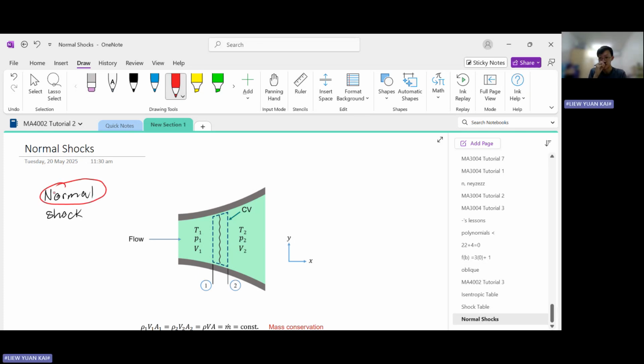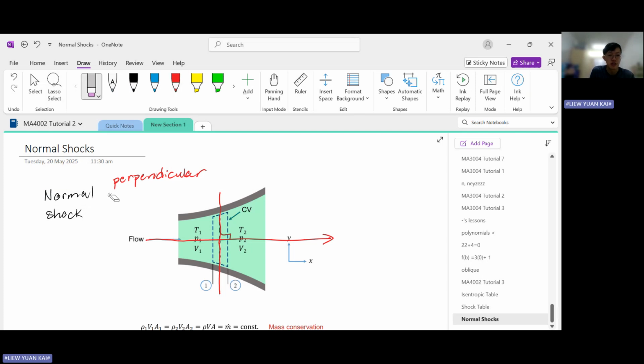So why did they call it normal? It's not normal in the sense of normal and abnormal. Normal here means perpendicular. Why is it perpendicular? Because if the flow is moving in a straight line, then this shock is perpendicular to the flow direction. Another word for perpendicular is normal. So we describe this shock as a normal shock, because the plane in which the shock sits is normal to the flow direction.